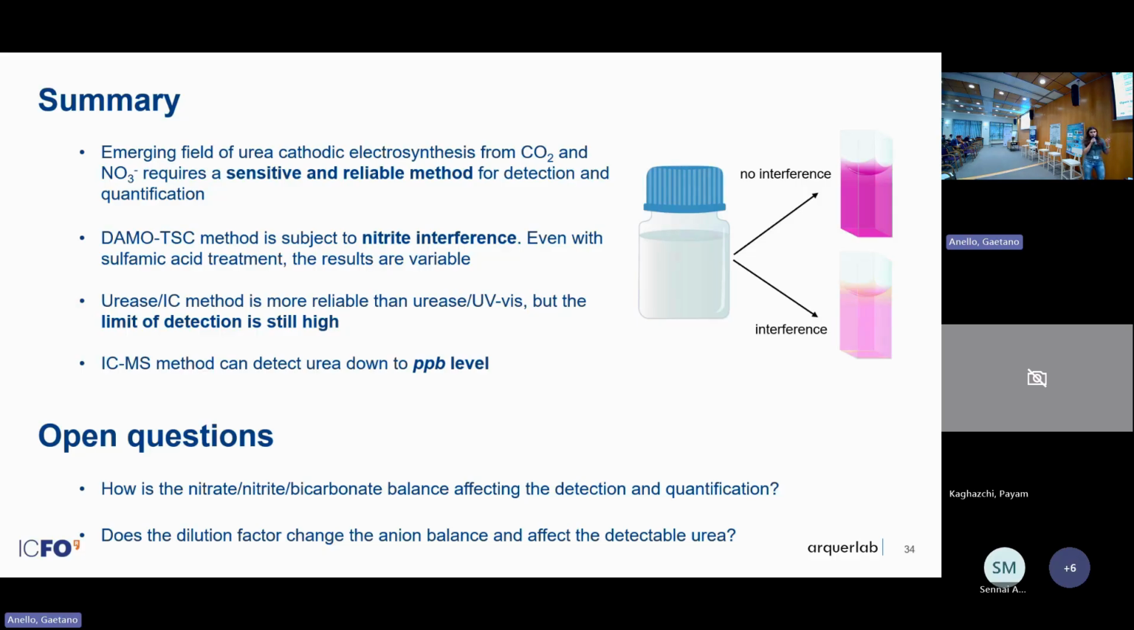There are a couple of open questions that I can still discuss with whoever is interested, which is basically how the matrix, how the electrolyte is affecting the urea detection and quantification, because we managed to see that with different concentrations of the ions in the electrolyte itself, we have a different amount of urea that is sort of exposed, that is detectable. So that is a fundamental question that is also related to the dilution of the electrolyte that we still want to understand and discover, and I can discuss this with you whenever you want.